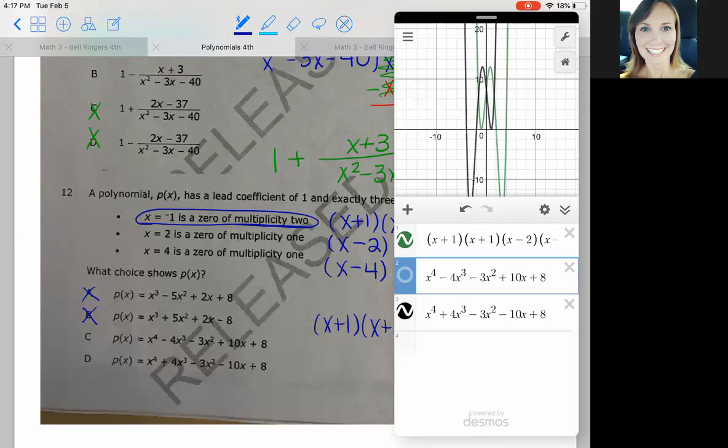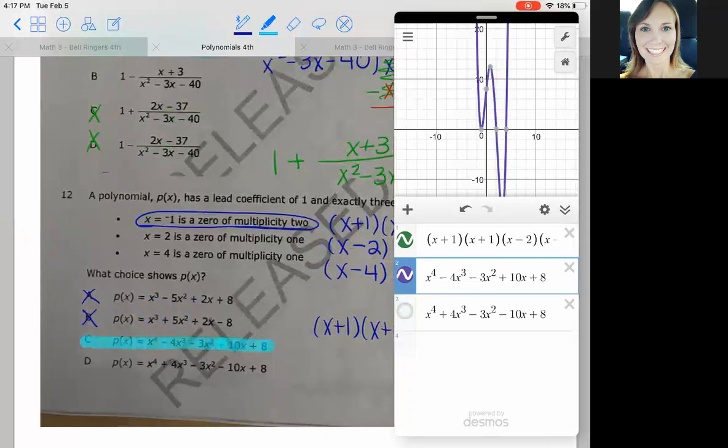So number 2 on my graph, which is C, I turned off. So I can see that D does not match on the graph. But if I turn that one back on, my purple one and my green one are right on top of each other. So I can see that my actual answer that is the solution is going to be C. So my actual solution is C for that one.